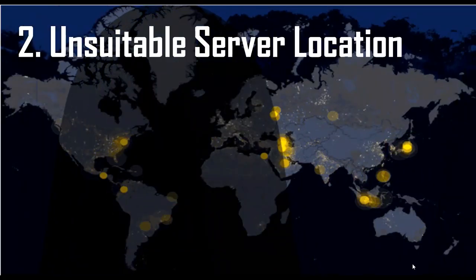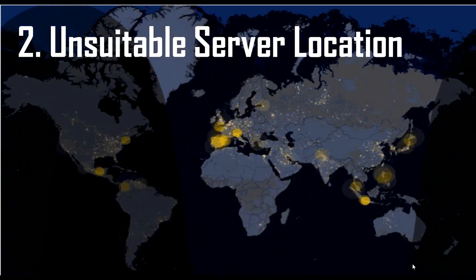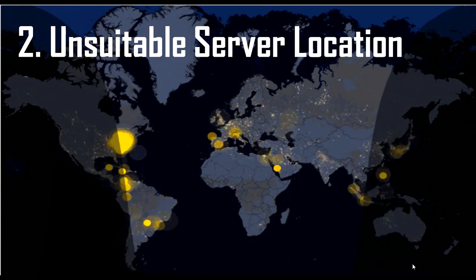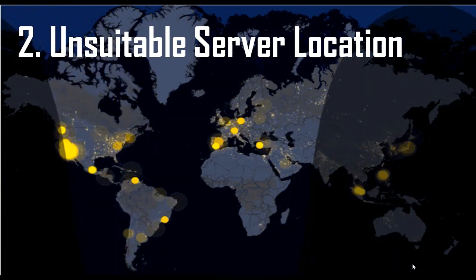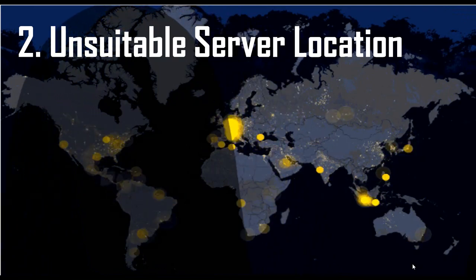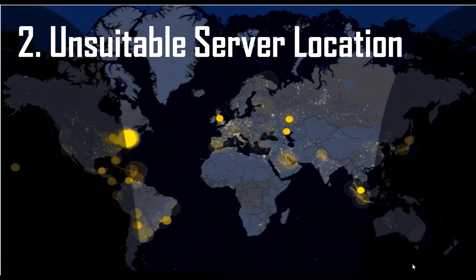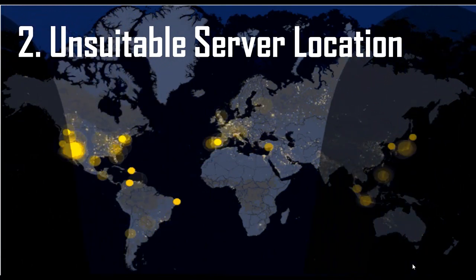2. Unsuitable server location. Long-distance calls take longer to connect because the information required to make the ring has to travel a greater distance. More cables, more satellites to be transmitted through. It's no different when it comes to a website. The greater this distance, the slower the website.